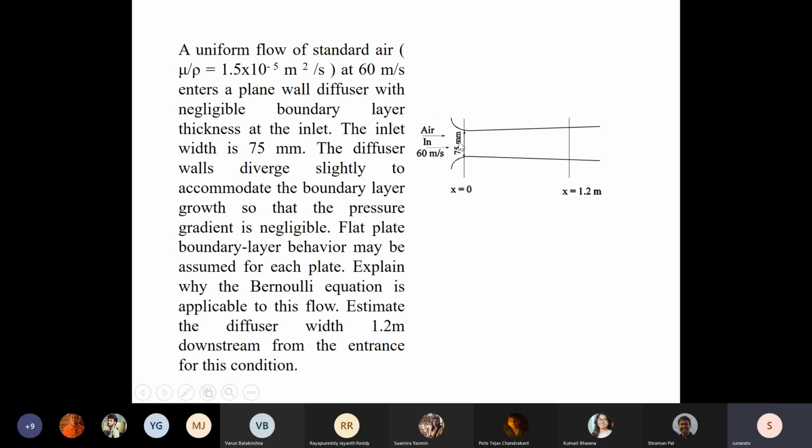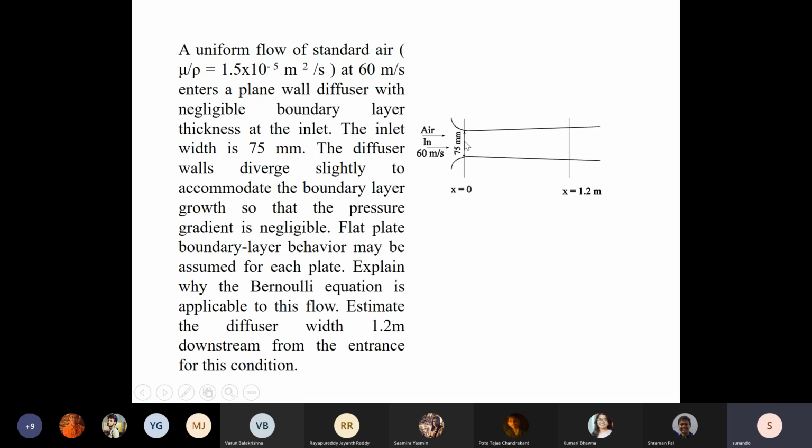So for any streamline outside of the boundary layer for an incompressible steady flow, I should be able to use Bernoulli's equation. Is that part clear? In the core flow, Bernoulli's equation is applicable because at the core there is no variation in velocity. All the variation in velocity is confined in the thin region at the bottom and at the top. So outside of that, we would be able to use Bernoulli's equation.